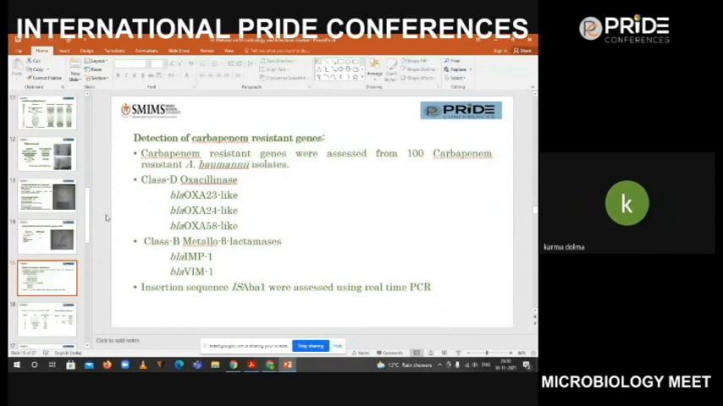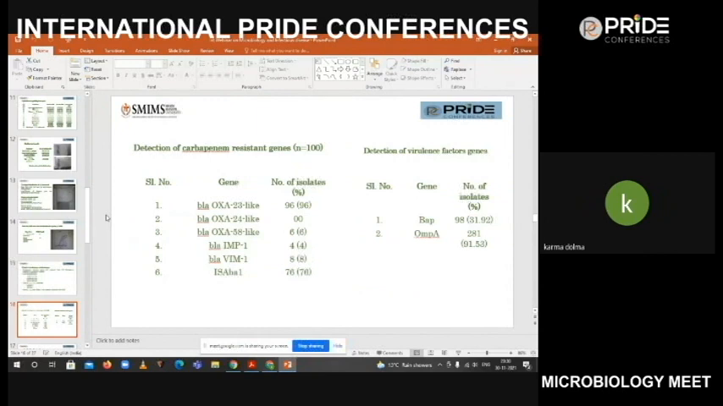Then carbapenem resistance genes were detected from 100 selected Acinetobacter isolates, where we identified genes like BLA-OXA23, BLA-OXA24, and 58, and under class B metallo-beta-lactamases we looked for BLA-IMP and VIM. The insertion sequence ISAba1 was also tested. Here we see that 96% of the isolates were positive for BLA-OXA23-like, and 76% for ISAba1.